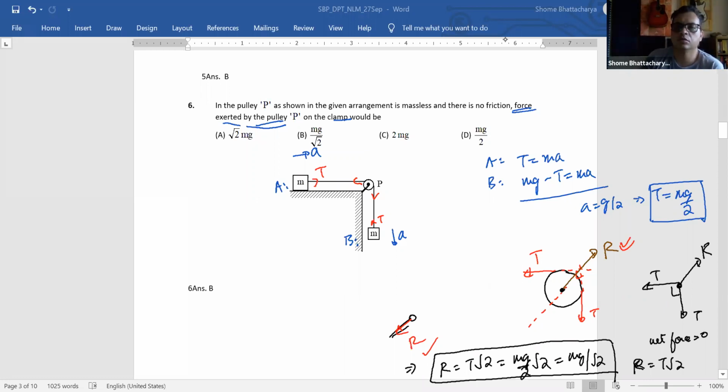Okay, people. Yeah, I'll show the 5th question, Tanish, don't worry. So 6th question, hope this is clear to all of you.